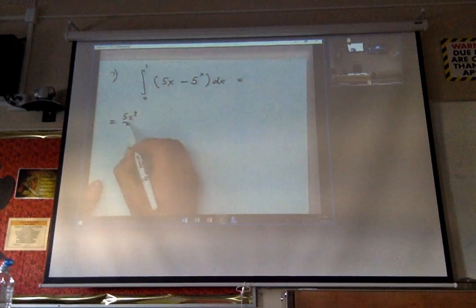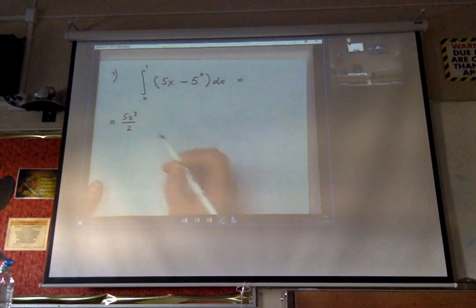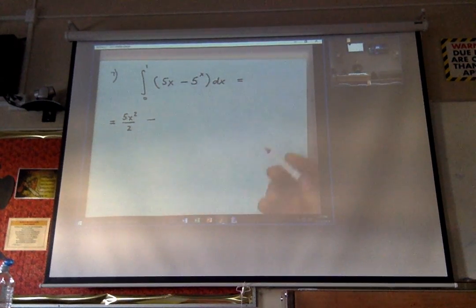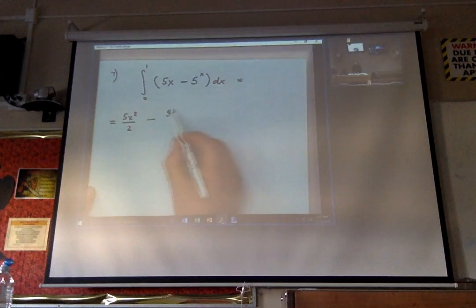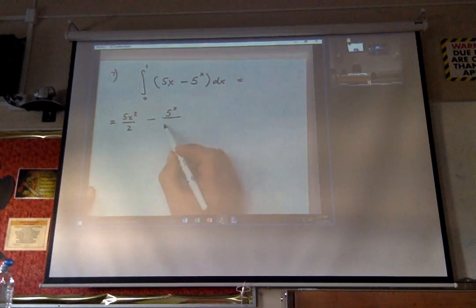5x squared over 2. Okay, so done with this one. Now let's move to the right. So it says 5 to x. Can you find the antiderivative of 5 to x? It's 5 to x over natural log of 5. Right, so you should know this, okay? There's nothing special here, just straight from the table. 5 to x over natural log of 5.